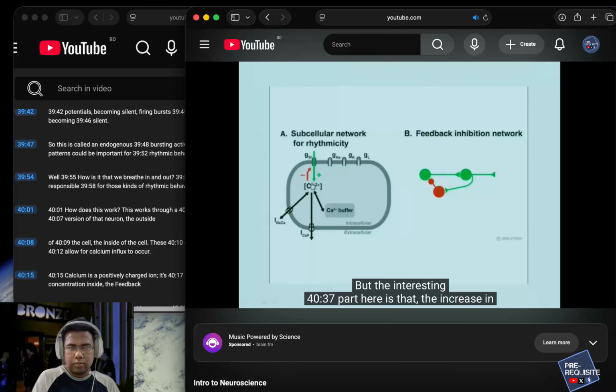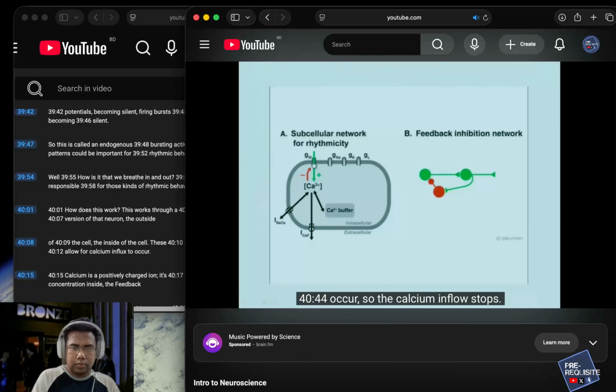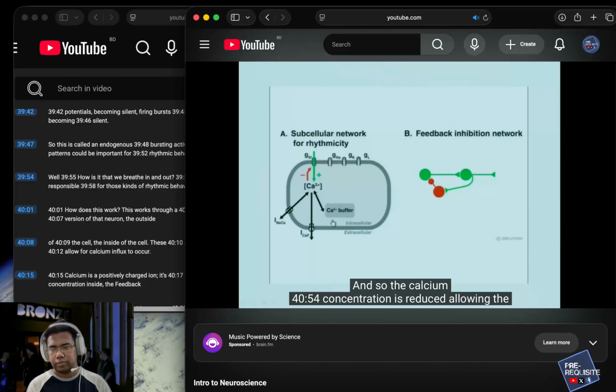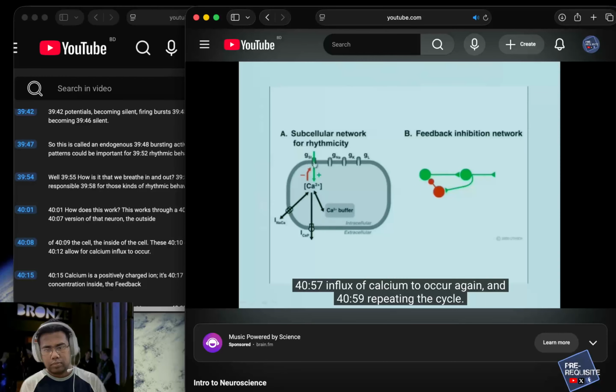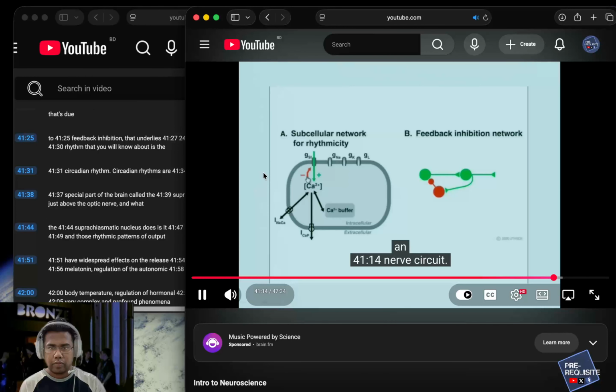But the interesting part here is that the increase in calcium also reduces the conductance of this channel that allows calcium inflow to occur, so the calcium inflow stops. But that calcium, which is inhibiting the inflow of calcium, is then taken up by buffers, and so the calcium concentration is reduced, allowing the influx of calcium to occur again and repeating the cycle. So the point I'm trying to make here is that this type of feedback inhibition circuit is capable of generating an oscillatory behavior in a neuron and an oscillatory behavior in a nerve circuit.